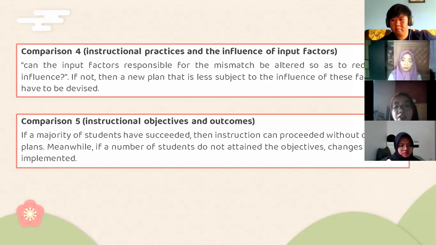And the last is comparison 5. We compare instructional objectives and outcomes. If a majority of students have succeeded, then instruction can proceed without change in plans. And vice versa, if a number of students do not attain the objectives, then changes should be implemented.